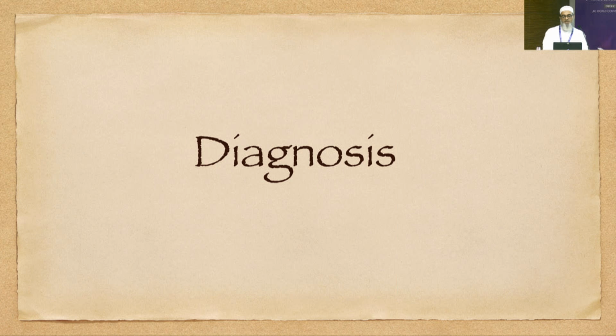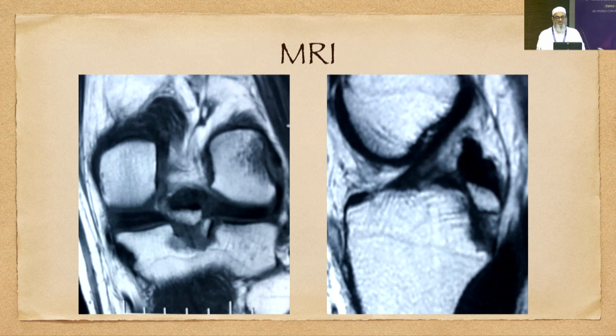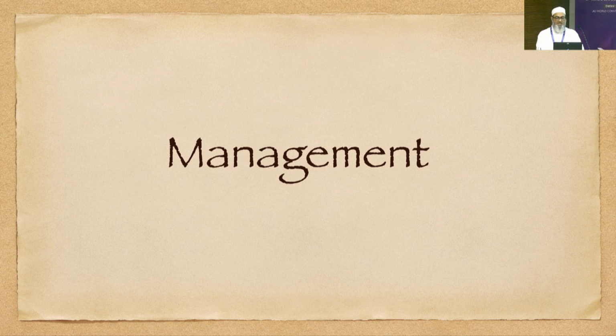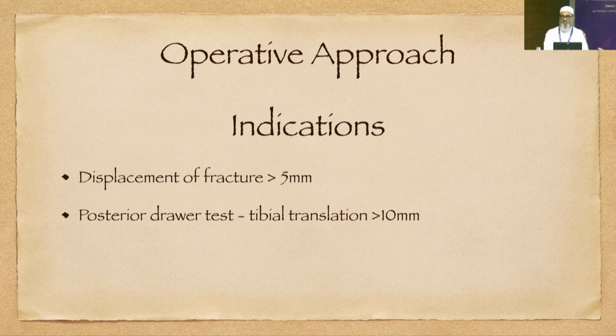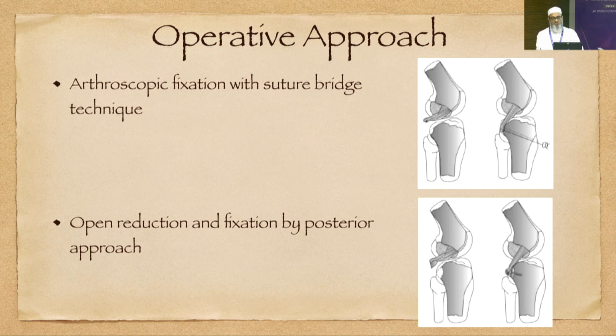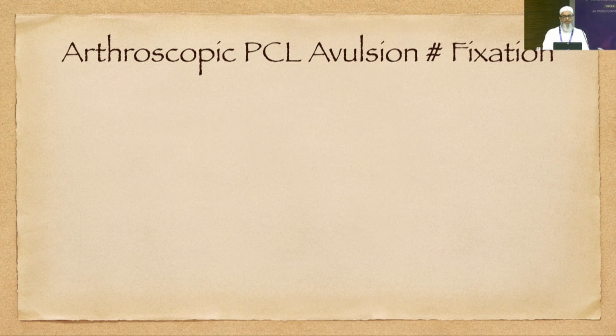Diagnosis apart from clinical is done by X-ray, MRI, CT scan if required. Management can be conservative if it is undisplaced, and where the displacement is more than 5 millimeters, or the posterior tibial translation on posterior draw test is more than 10 millimeters, then we opt for fixation. We know it is open and arthroscopic, and I'll be trying to enlighten about the suture bridge technique for arthroscopic PCL avulsion fracture fixation.